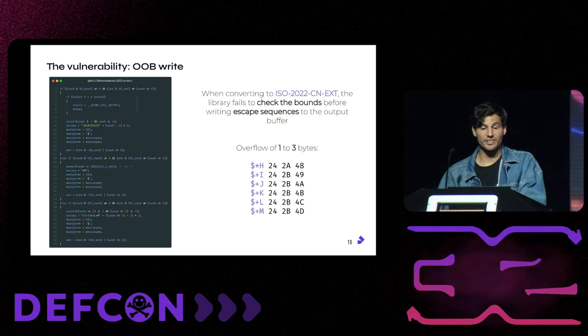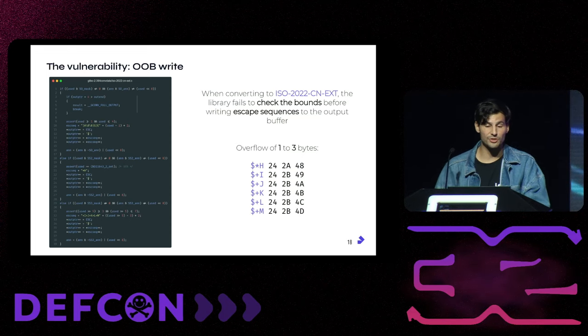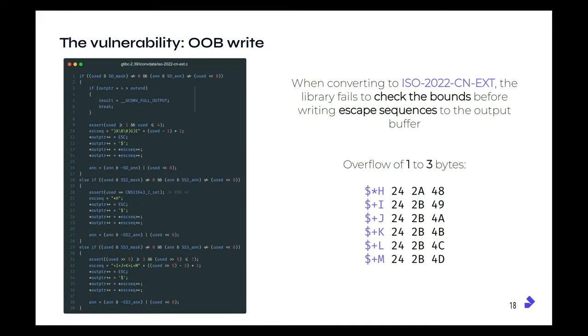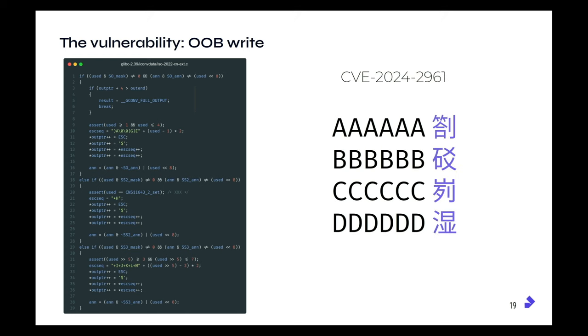It is that when you convert to some very obscure charset, which is called ISO-2022-CN-EXT, in some cases, it will not check the bounds of the output buffer before writing some escape sequences. And that means that as an attacker, if you are able to convert some text to ISO-2022-CN-EXT, you will get an overflow of 1 to 3 bytes with the very specific values that I've written here. So your overflow could be with $H or $)A or $)G, any of these 6 values, but only these 6 values. To give you a quick idea of the characters that you can use to trigger the bug, those are the characters that I trigger the bug with. Those are Chinese characters. I have no idea what they mean, but they give you a buffer overflow.